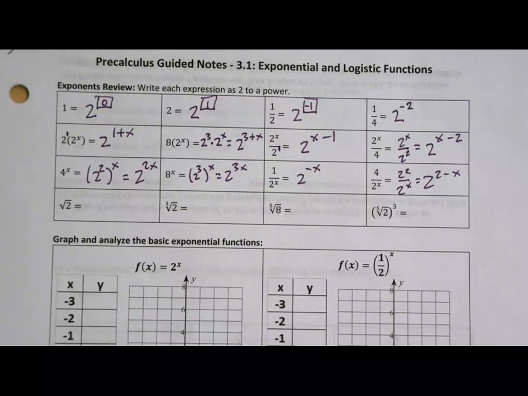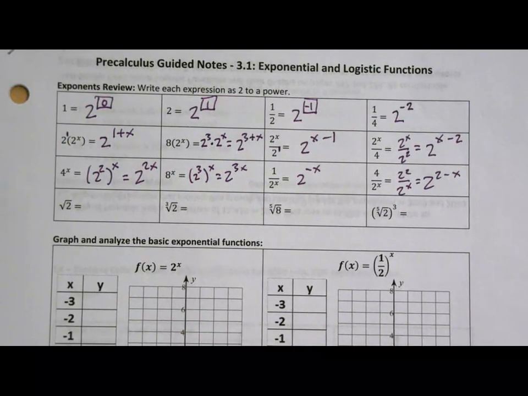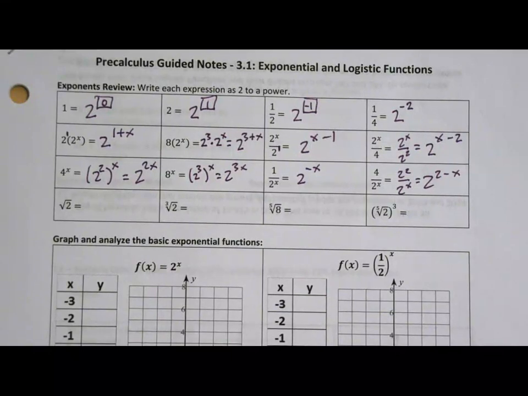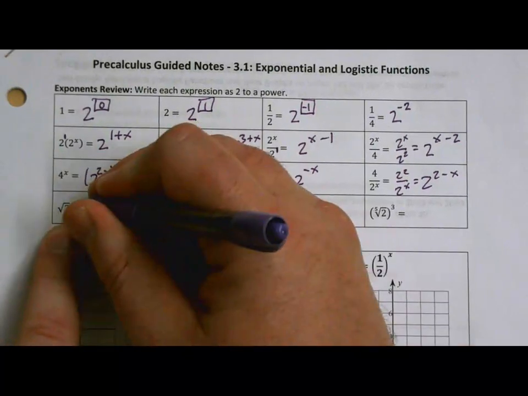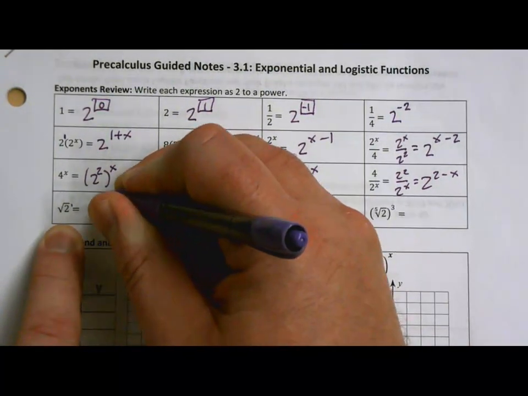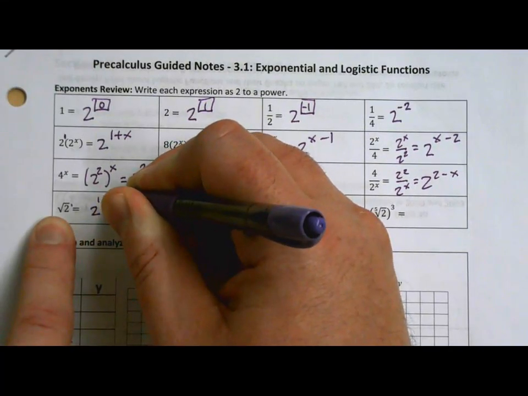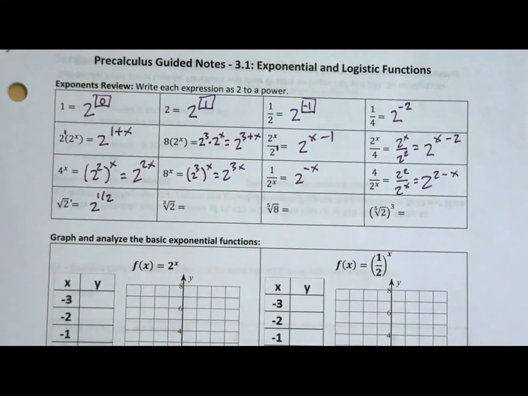How about square roots and cube roots and fifth roots? Do you guys remember how to make those into exponents? Your exponent's just going to have a fraction in it, right? Whatever the root is going to be the denominator of your fraction. So this is 2 to the first power, so this would be 2 to the first, and then the square root would be over 2. So 2 to the 1/2.